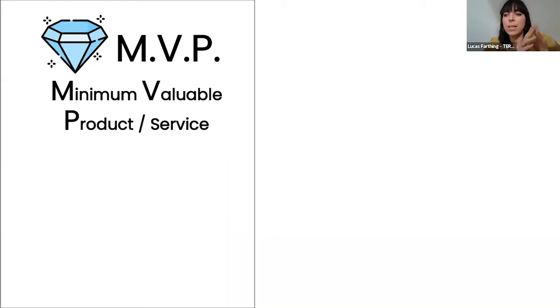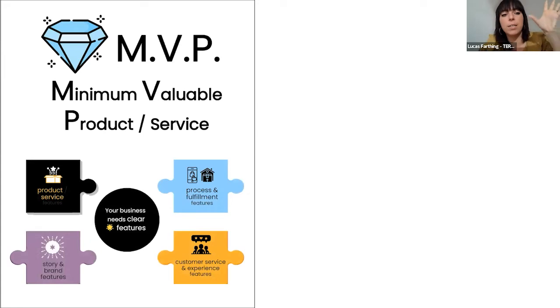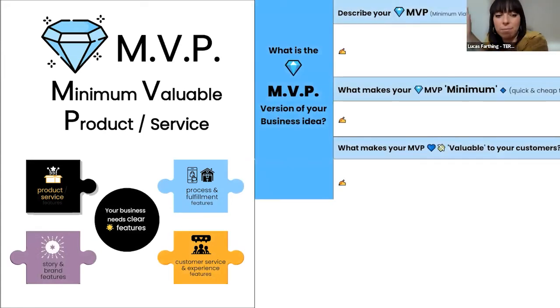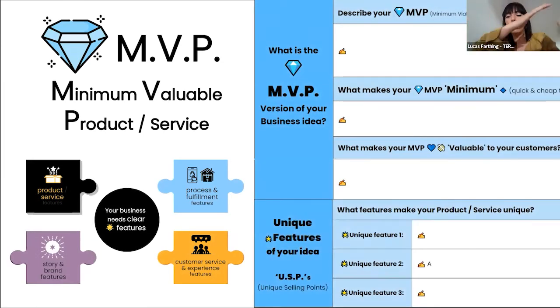So last week, you had your minimum valuable product or service. You talked about the features that you wanted to have. What makes it minimum? What makes it valuable? And what is going to make it unique? What's going to help you stand apart from all the other people who are doing similar things to you?